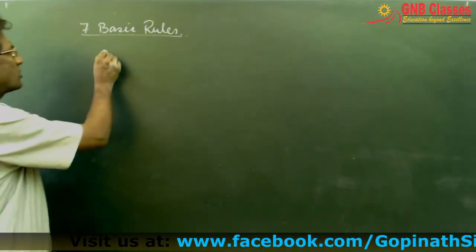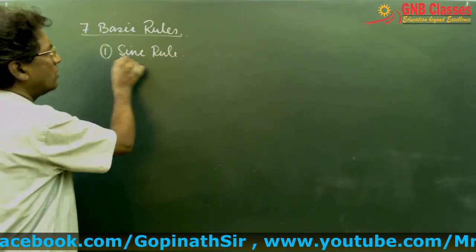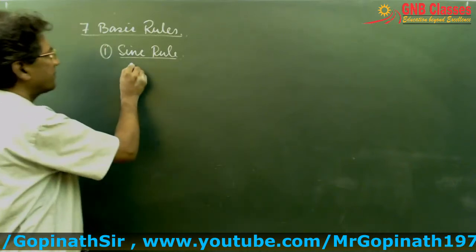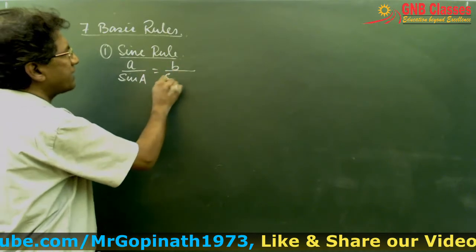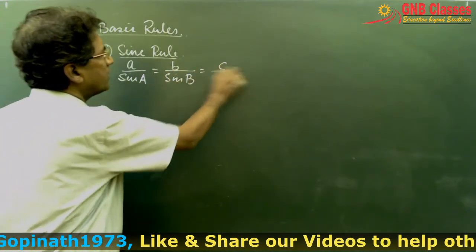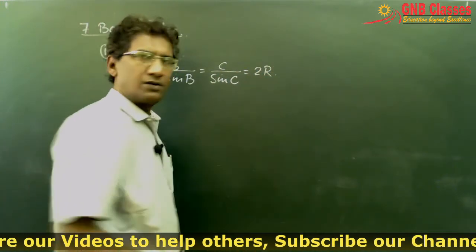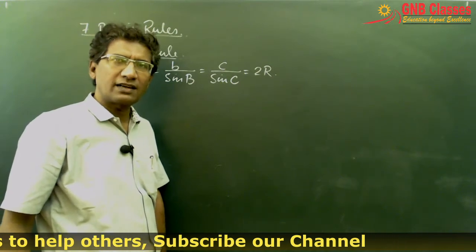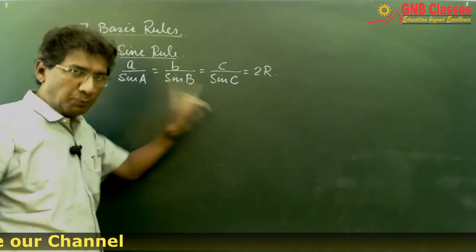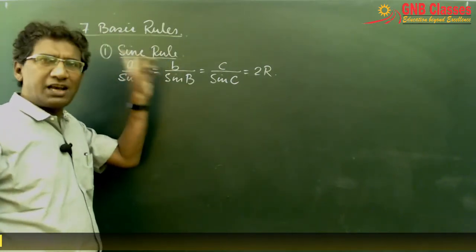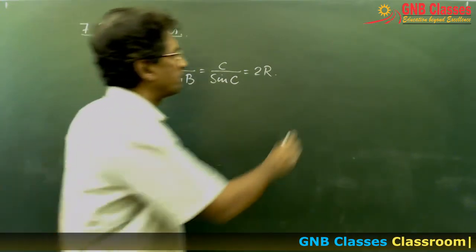The first rule is called the Sine Rule. It states that a by sine A equals b by sine B equals c by sine C, which equals 2 capital R. What is capital R? It is the circumradius of the triangle ABC. Now, this is the Sine Rule. Now we will prove it. For all those 7 basic rules, we will take the formula, but at the same time, we are going to prove the formula.